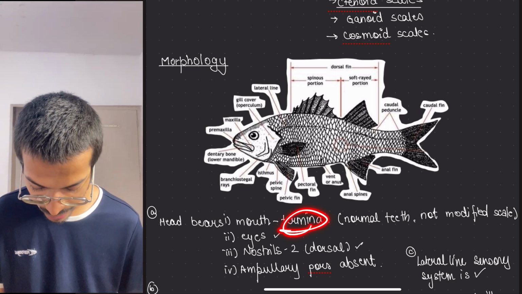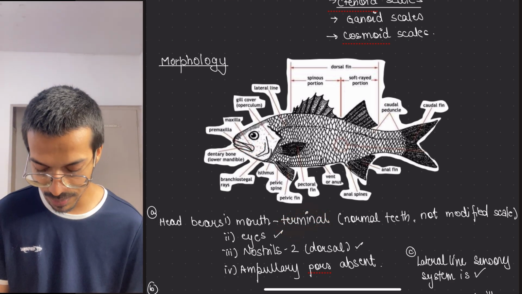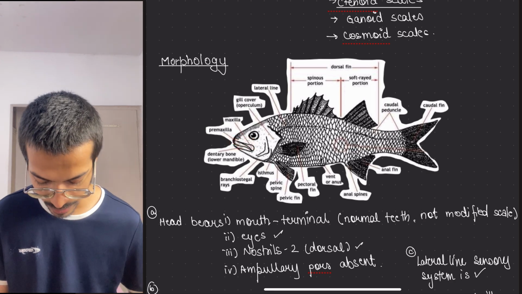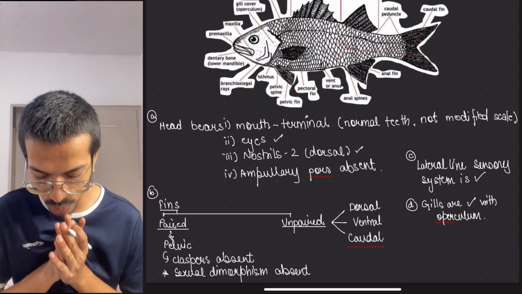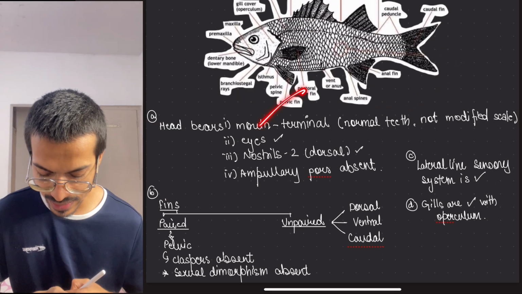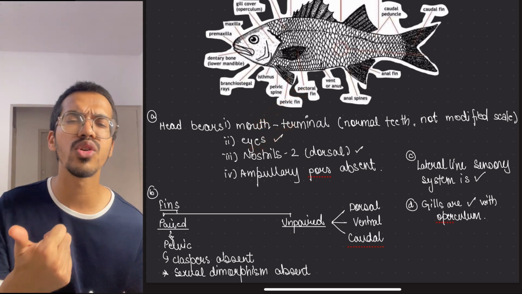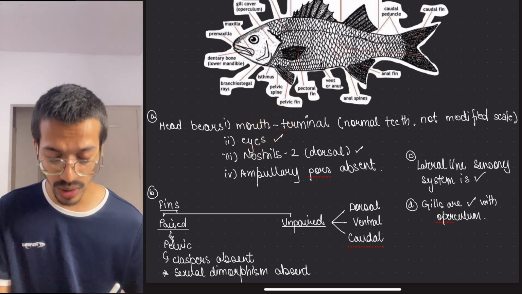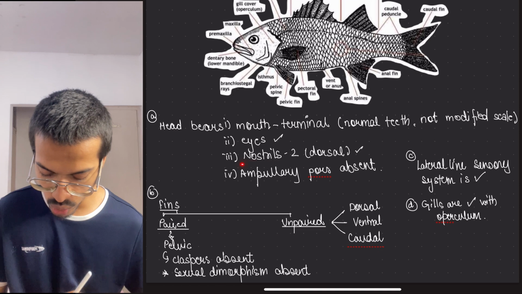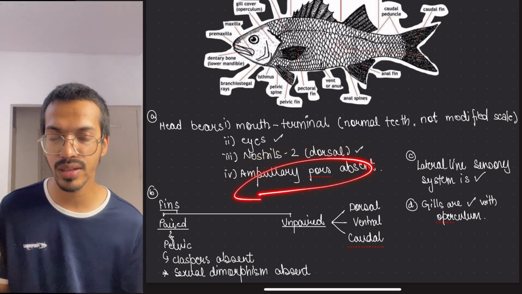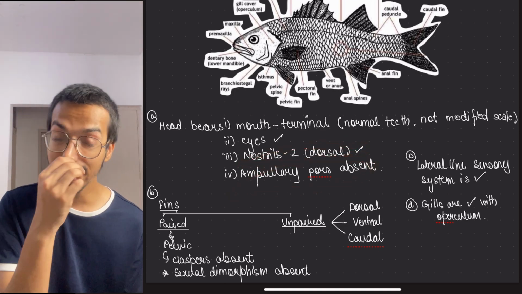It is not like over here, not the ventral side. It is a terminal mouth over here. These things are there. So if you see, this is the basic morphology: mouth is there, eyes are there. In the mouth, the teeth are not modified scales. Okay, they are just teeth. Nostrils are two, dorsal. Ampullary pore is absent in their case, so they can't detect the temperature variations.